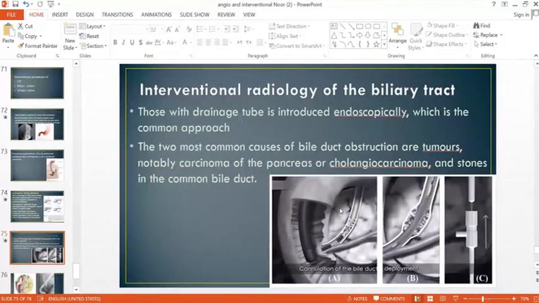For the biliary tract, interventional radiology, a drainage tube is introduced endoscopically, which is the common approach. Insertion of a biliary stent is done endoscopically. The most common causes of common bile duct obstruction are tumors and stones. Among tumors, we have CA pancreas or cholangiocarcinoma that can occlude the distal CBD, and stones within the CBD.